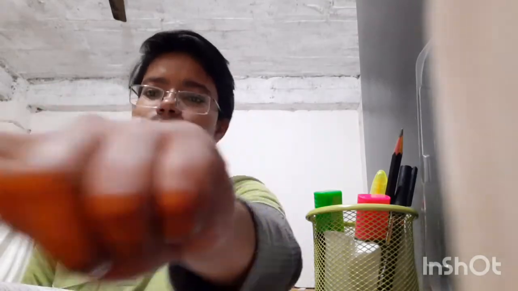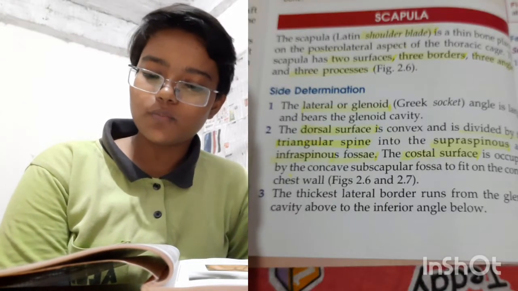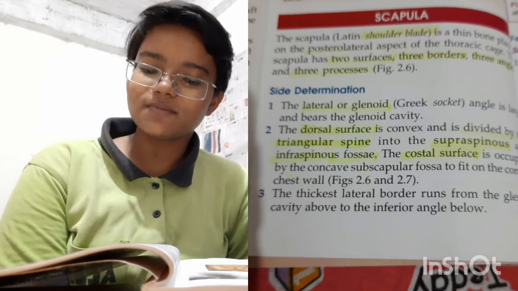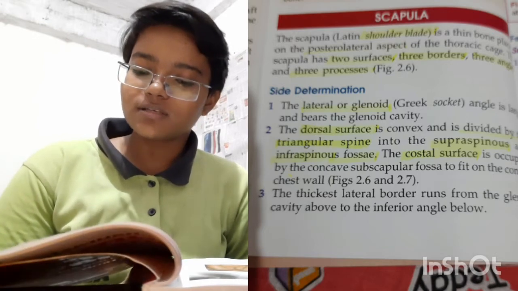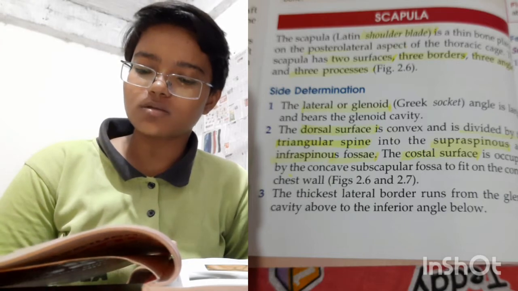Hello friends, now I am going to read scapula. The scapula, Latin for shoulder blade, is a thin bone placed on the posterolateral aspect of the thoracic cage. The scapula has two surfaces, three borders, three angles and three processes.